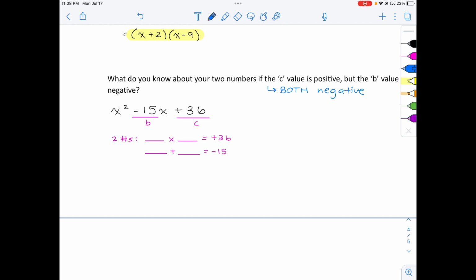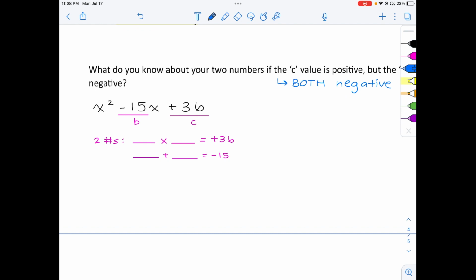So again, I'm going to look at my factors. Factors of 36, in this case, there are quite a few. We would have 1 and 36, 2 and 18, 3 and 12, 4 and 9, and 6 and 6. If you have a double factor like that, where they're both the same, 6 and 6, that is an option as well. Let's say this was a negative 12, then that would be an option.